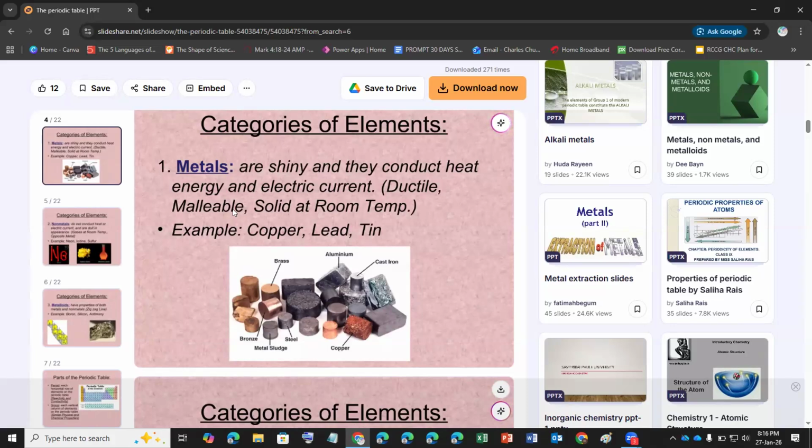Okay. So what do you understand by the term ductile? You understand that? Is ductile like strong? Like a string? Did you say a string? I didn't get you there. No, I said like strong. Okay.